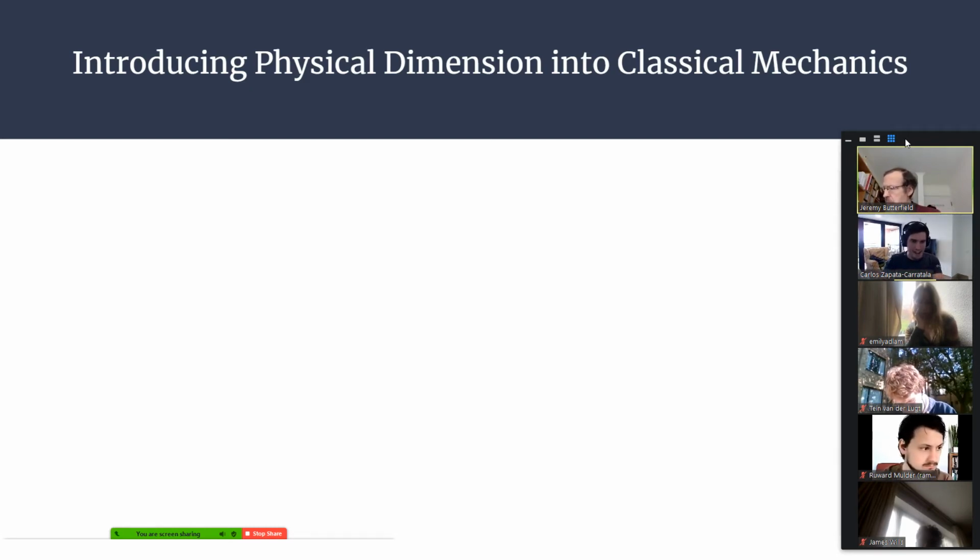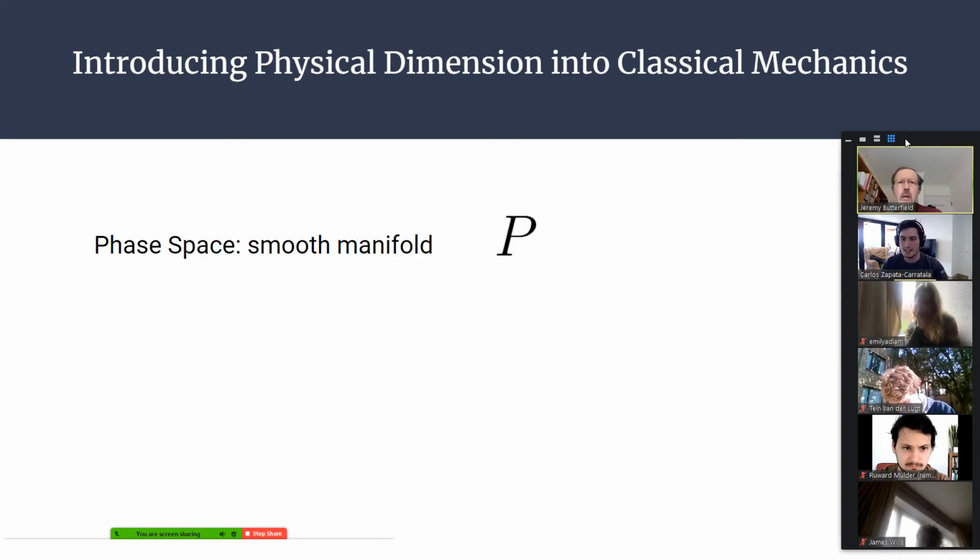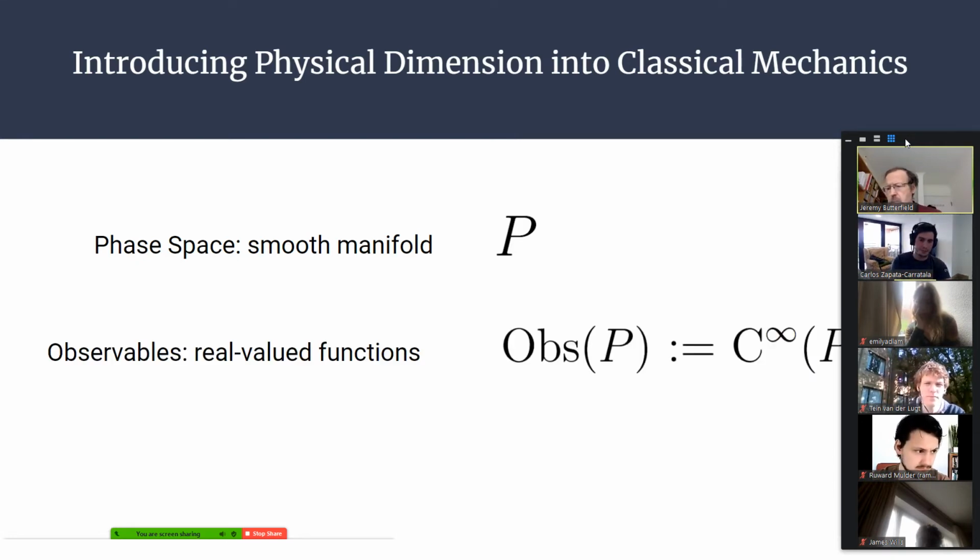So I announced that I wanted to connect to classical mechanics. So let's briefly remind ourselves what classical mechanics is in this context, geometric classical mechanics, I guess. So first of all, we have a smooth manifold as our phase space. And then our observables are, or typically people claim, the real valued functions on this phase space. So this is a very common, simplistic, minimalistic approach within mathematical physics.